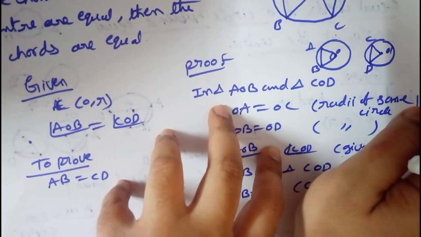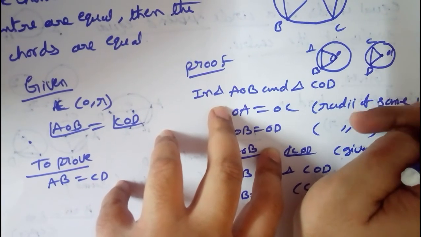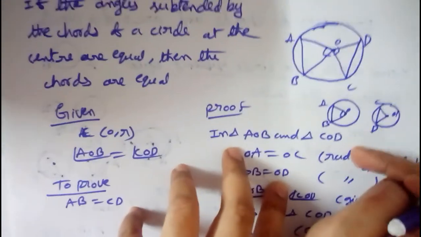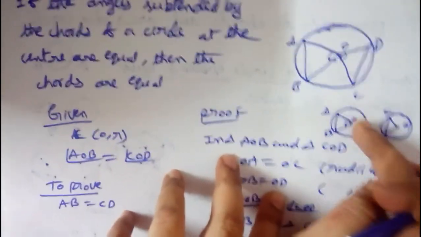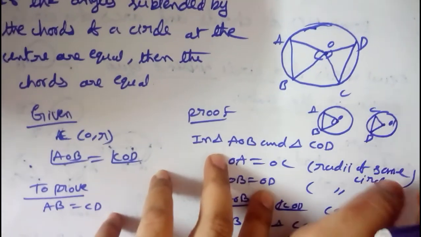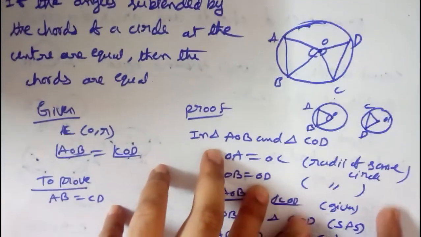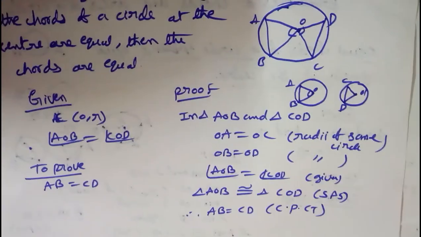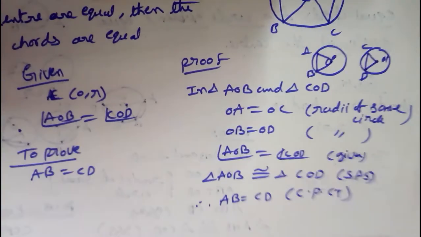OA, OC are radii of the same circle, so congruent circles. OB, OD are also radii of congruent circles. Angle AOB is equal to angle CO dash D, by SAS. These two triangles are congruent, then AB is equal to CD, CPCT. Whether the circle is the same circle or two congruent circles, you can prove this statement. Now see the next property, the third property.